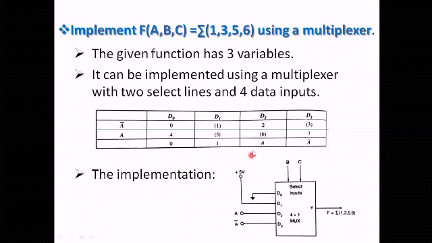Next is D2. D2 means A. D2 is connected to A and D3 is connected to A bar. And Y, this Y is the output, is equal to F is equal to summation of min terms 1, 3, 5 and 6. So this is the implementation of this function, that is F(A, B, C) is equal to summation of min terms 1, 3, 5, 6 using a multiplexer. Next, moving to the next slide.